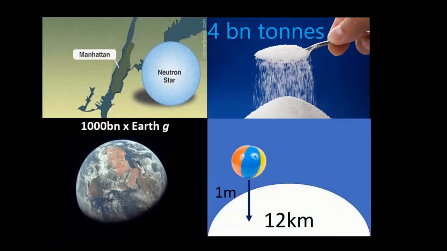The incredible gravity also means that if you were to drop a ball from a height of 1 meter onto the surface of an average 12-kilometer diameter neutron star, by the time the ball hits the surface, it will be travelling at 1.4 million meters per second, or 3.1 million miles per hour.